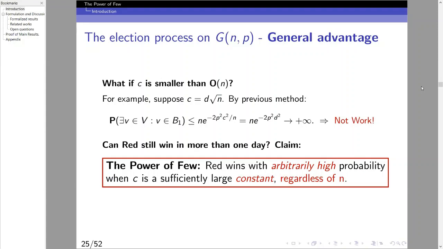This is the power of the field phenomenon. This sounds very surprising because when C is a constant and n is large, there seems to be no difference between an initial balanced state and a state with an advantage of C, but somehow we can guarantee red wins with high probability, like 99%.